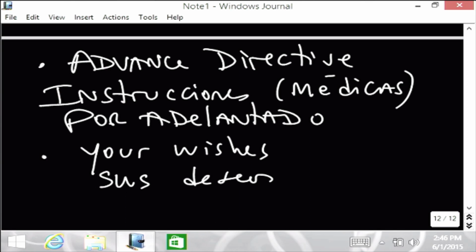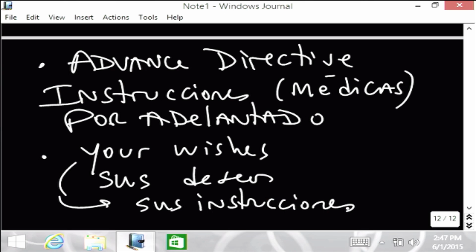So, for example, you say, make sure that you name somebody and make sure that she understands your wishes. So, in that context, when you say make sure you understand your wishes, sus instrucciones is better, because we're talking about an advanced directive, which we call instrucciones por adelantado. When you name or appoint somebody, make sure that person understands your wishes, entiende sus instrucciones, más que sus deseos. Porque, por ejemplo, el deseo en español tiene otro contexto.